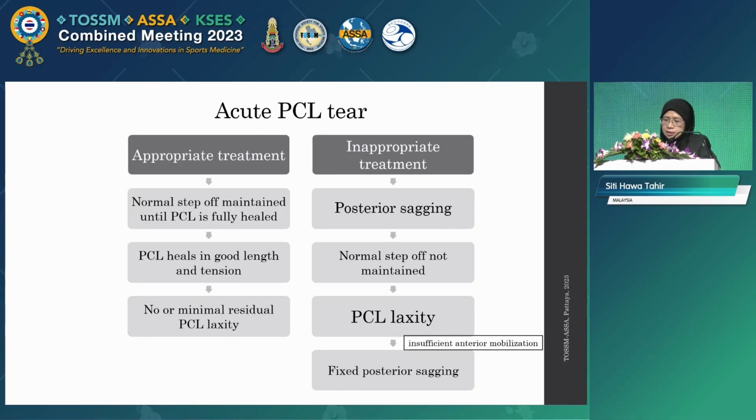So what does this mean? Following acute PCL injury, if appropriate treatment is instituted and normal tibio-femoral relationship is maintained until the PCL heals, it can heal in appropriate position, appropriate length, and appropriate tension. Without appropriate treatment, however, the knee sags posteriorly, and if the step off is not maintained during the healing process, it can lead to PCL laxity. With insufficient anterior mobilization, which we usually order during physiotherapy, this can lead to fixed posterior subluxation or posterior sagging, hence the irreducible step off.